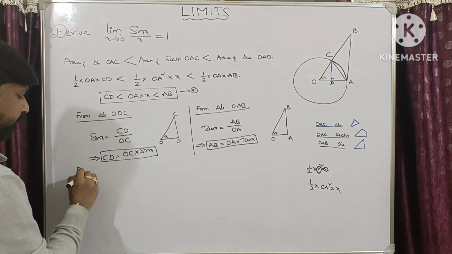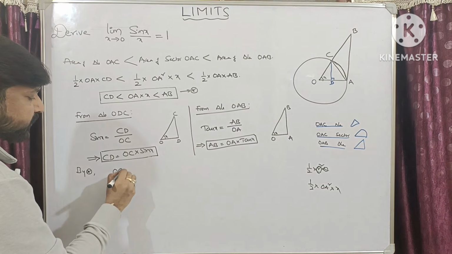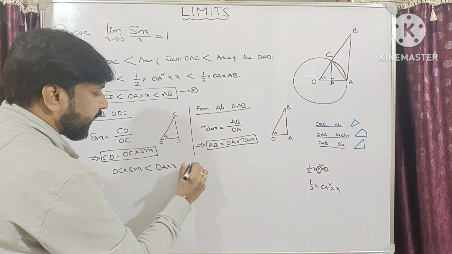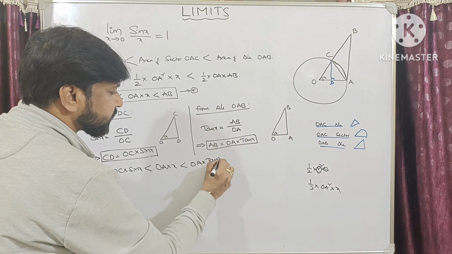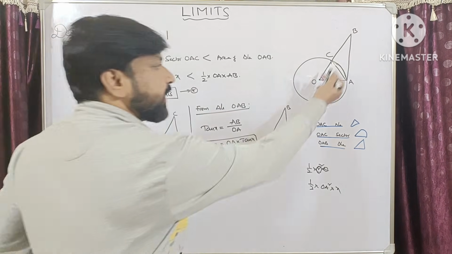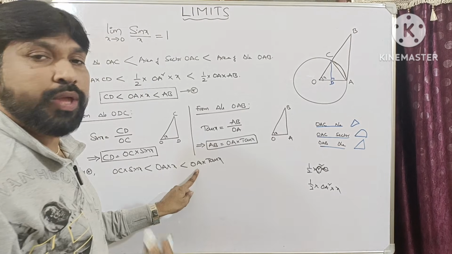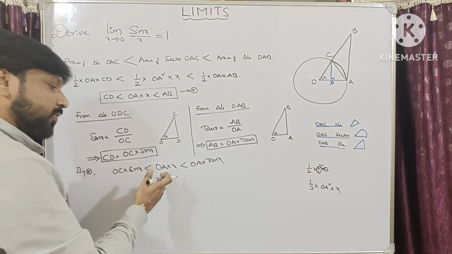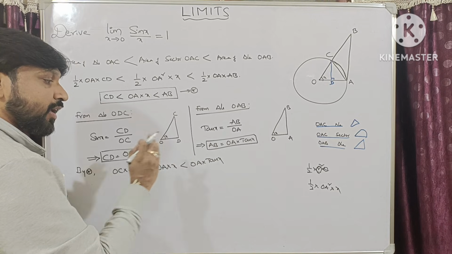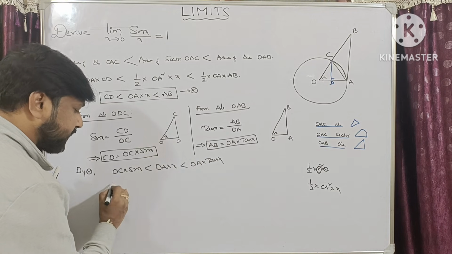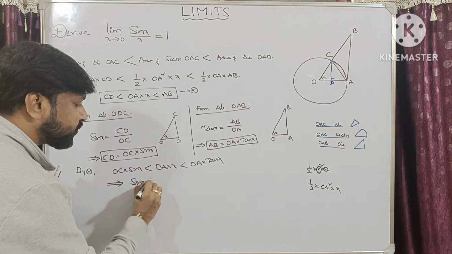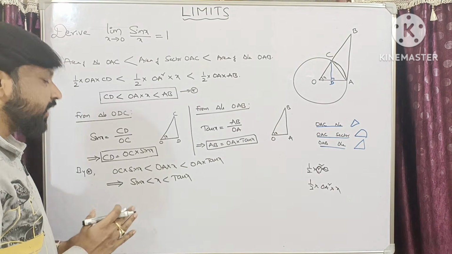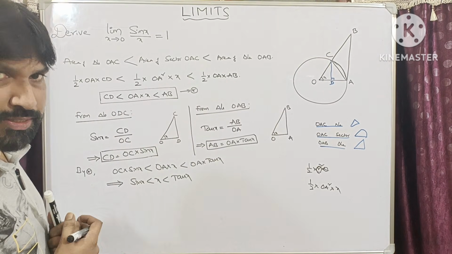So by star, CD, that is OC into sin x, is less than OA into x, which is less than AB, that is OA into tan x. OC is nothing but the radius, and OA is also radius. In a circle, all radii are equal, so OC is always equal to OA. This is a positive quantity, so that radius you can cancel, and the inequality doesn't change. This can be written as sin x is less than x, which is less than tan x. Clear? Now, using this relation, we are going to derive limit x tends to 0 of sin x by x is equal to 1.